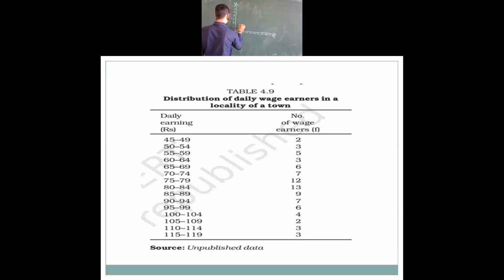Next one is 3 here. 3, 1. Next one is 5. Next one is, Pak, 3 again. Then 6.